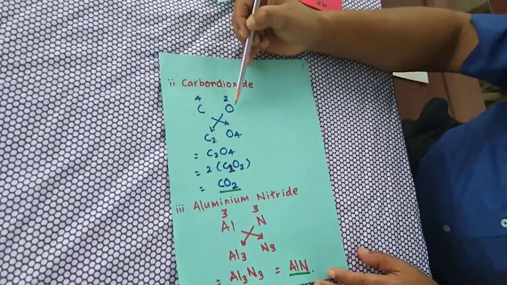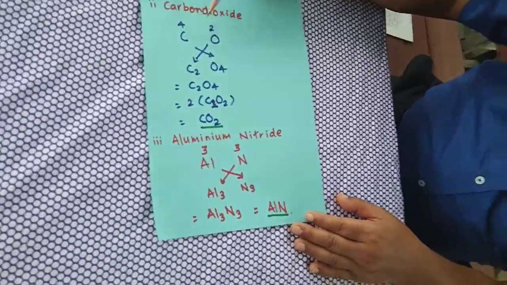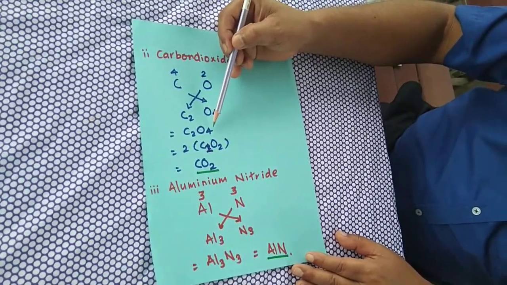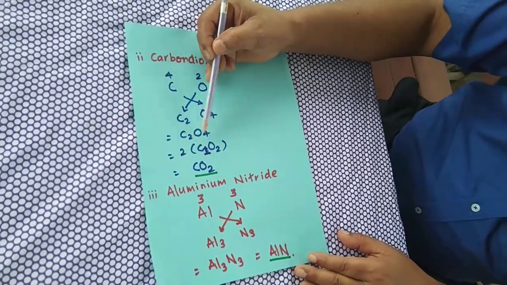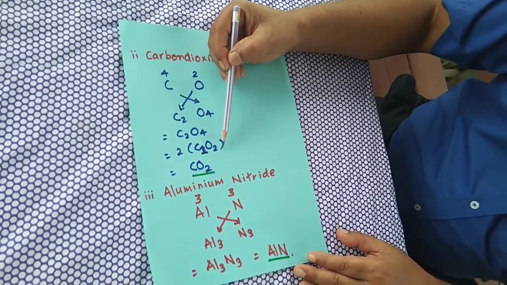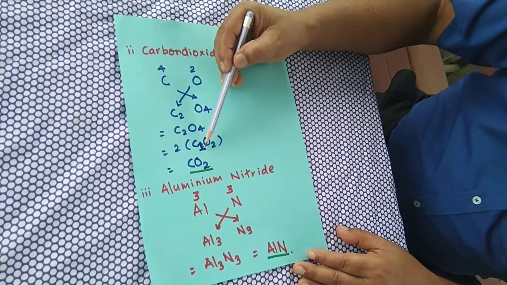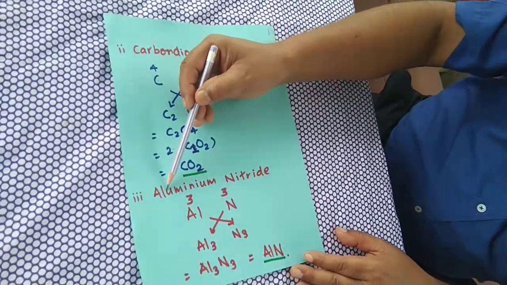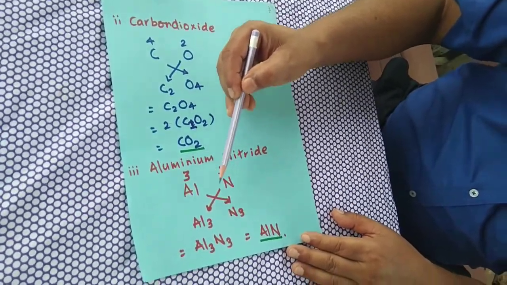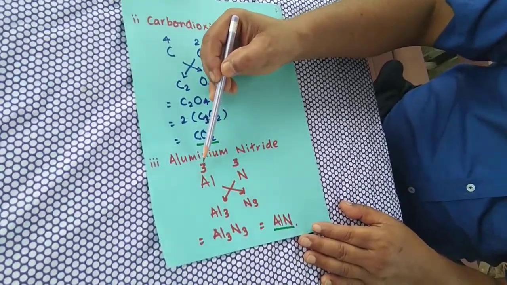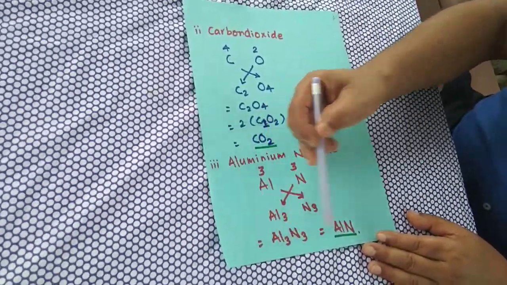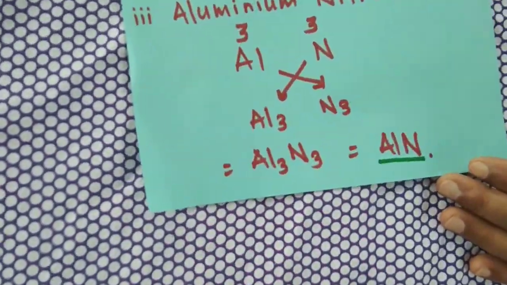For example, carbon dioxide: carbon is positive with valency 4, oxygen valency 2, and crisscross gives C2O4. Now we have to simplify it: taking 2 common, C1O2. The 1 is not necessary to write, so it is simply CO2. In the same way, aluminum nitride: N for nitrogen, Al for aluminum. Al valency plus 3, nitrogen valency minus 3, crisscross Al3N3, taking 3 common, we remove the 3 and it becomes AlN.